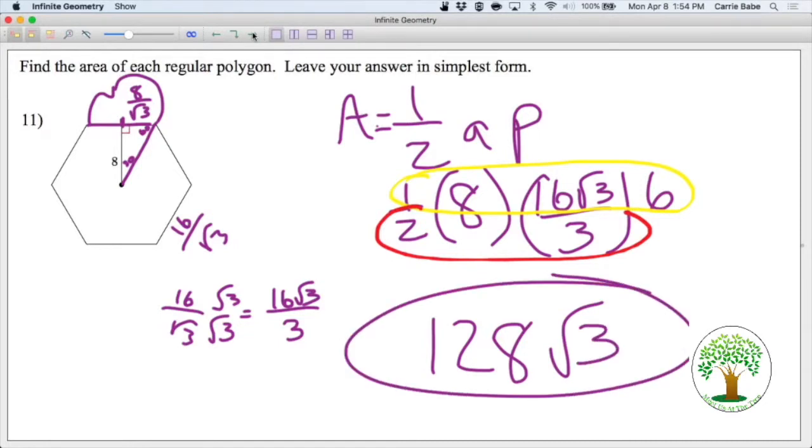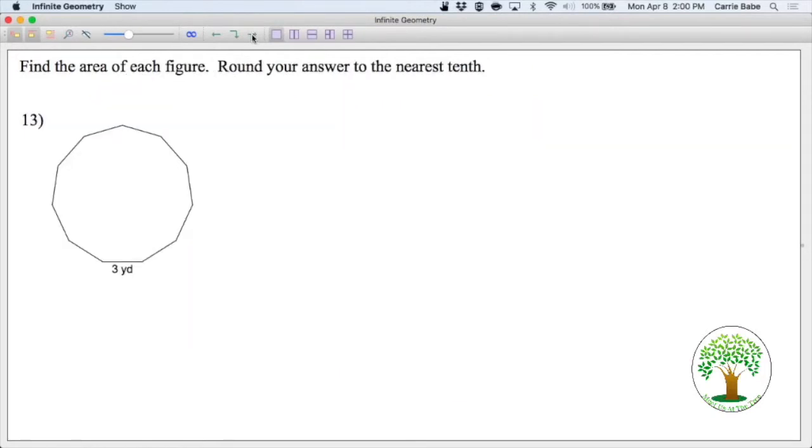All right. We're ready for number 13. This one gave you the length of the side, so we have the area of each figure. This time we get to round to the nearest tenth. How many sides does this have? There are 11 sides, I heard. Does anybody want to confirm that with me, please? 11 sides. There's 11.